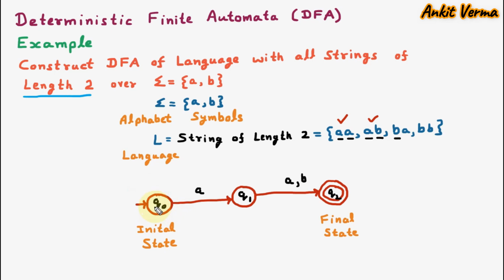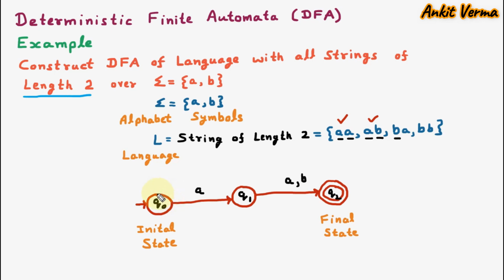So we have to check the possibilities. The first possibility is that when we are at Q0 and B is coming, we can create a self loop. That means if B comes, we come back to Q0. But let's check. If B is coming, we come back to Q0, and if further A is coming, we are on Q1. So after completely scanning this string, we are on Q1 and this is not the final state. So this is wrong.